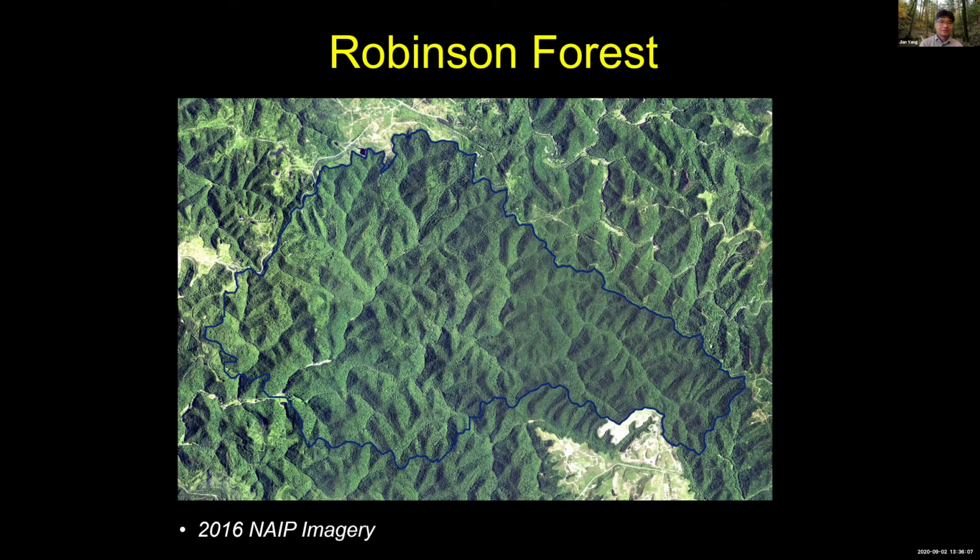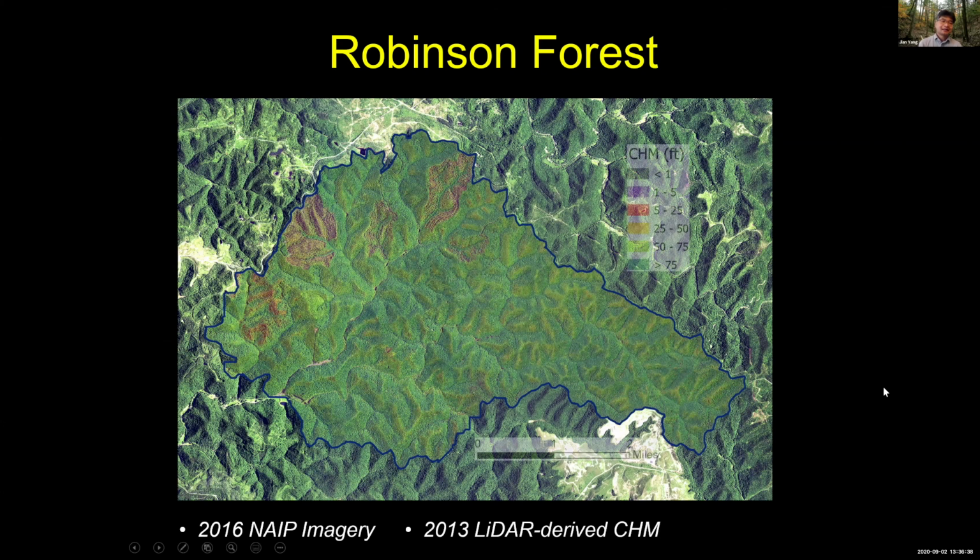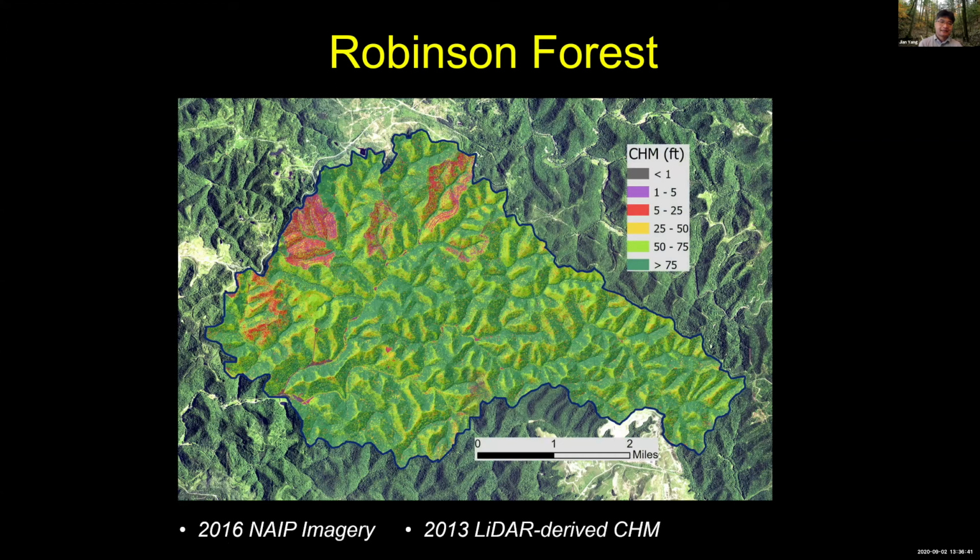But we can also look at Robinson Forest, which many people in the audience probably have been to. From the aerial imagery of 2016, we can see the traces of the recent harvests, like the North Shelley, West Shelley, and the South Shelley. But again, this is just for visualization; we cannot really quantify the forest condition after the disturbance. Once we use the LIDAR data, we can get to the canopy height and see the differences. So as you can see, there are different colors for different groups of canopy height.